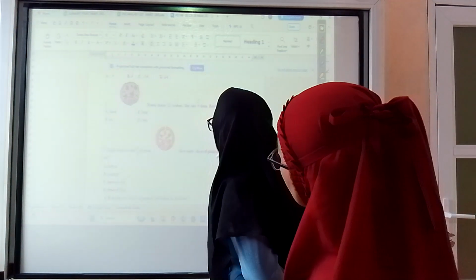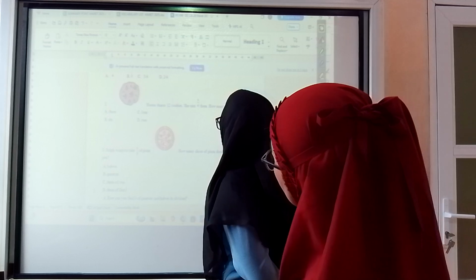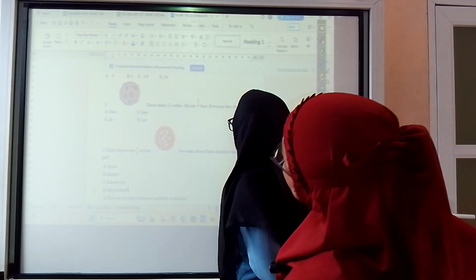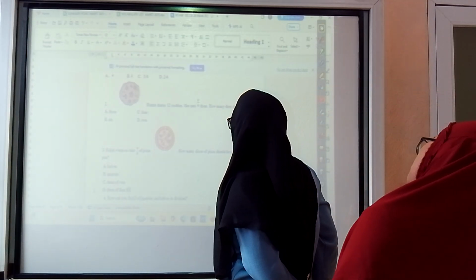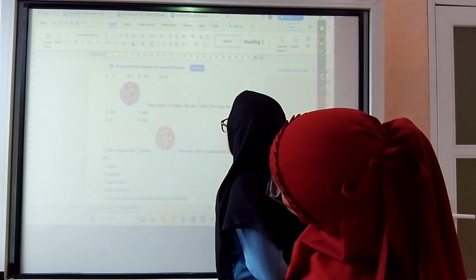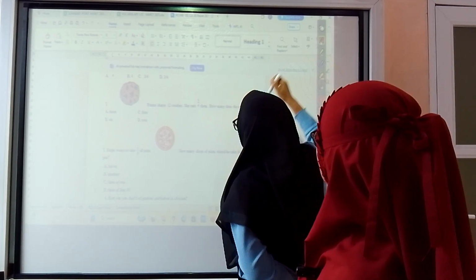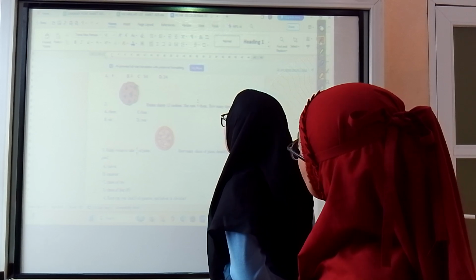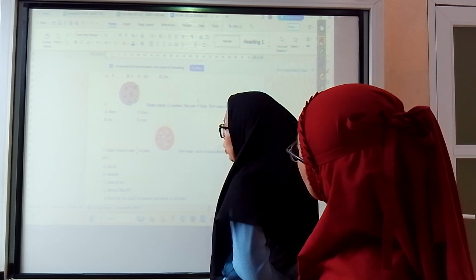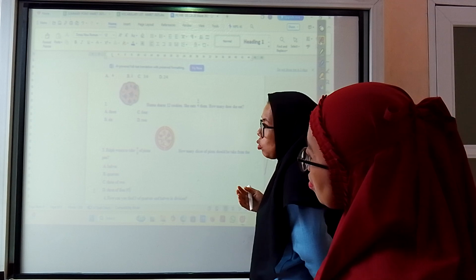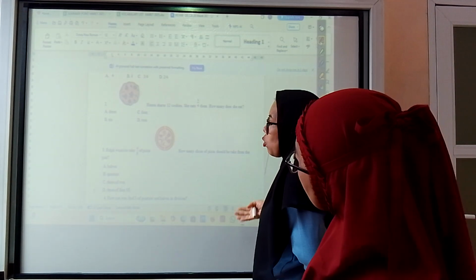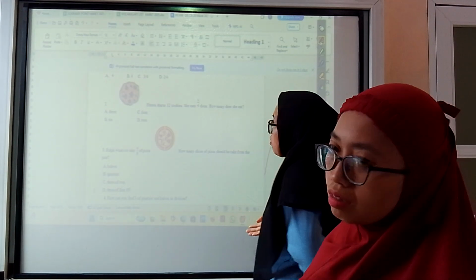Number 2, Hannah shares 12 cookies. She eats a quarter of them. How many does she eat? Okay, so here students will make groups. They not only make groups, they can also make divisions. But I give them a choice, which one is better for them, which one is easier for them.